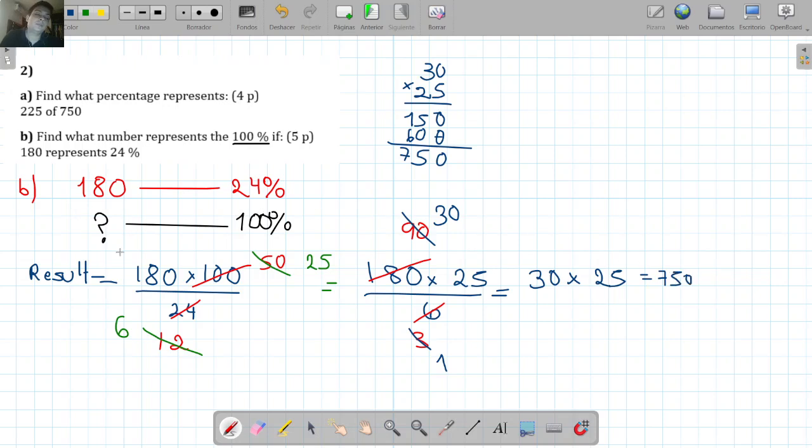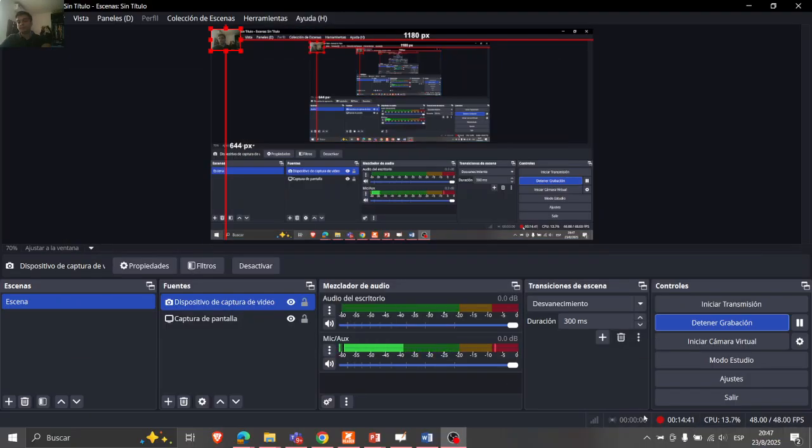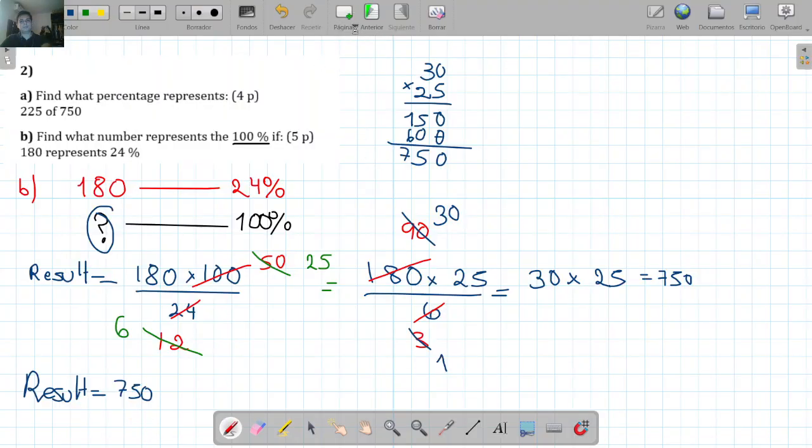So 750 is going to be the number here that I'm missing. So the result is just 750. Okay, we are in question number 2 and we just spent 15 minutes. Let's continue.